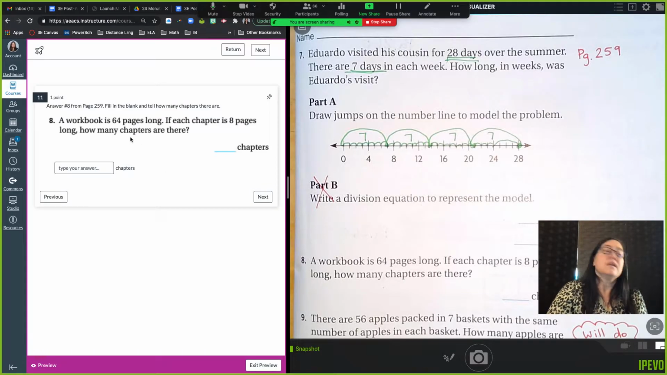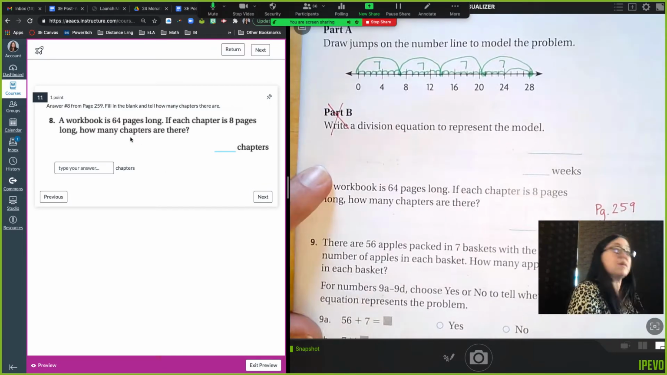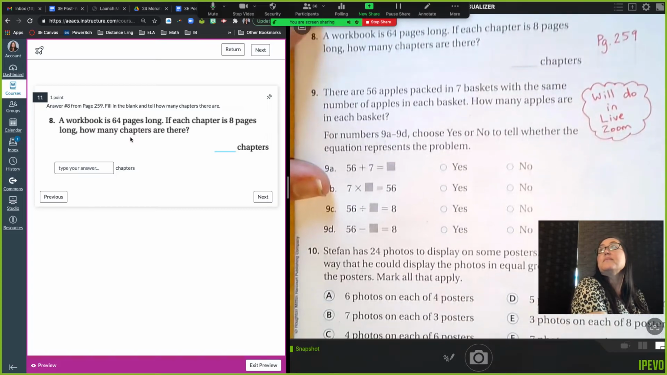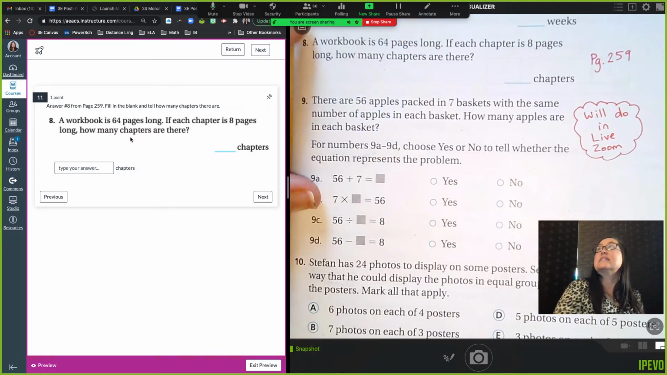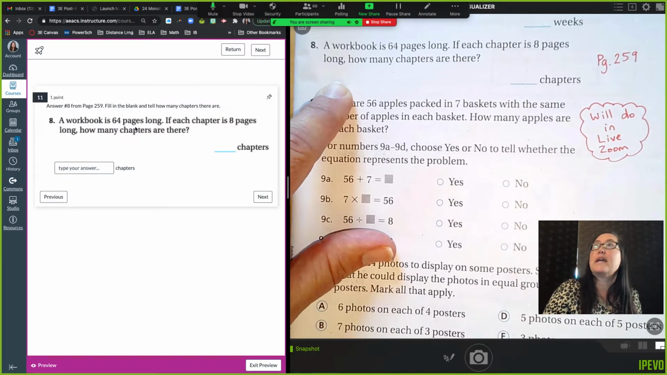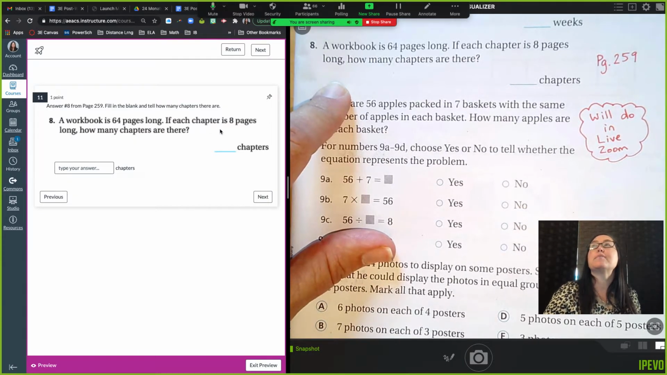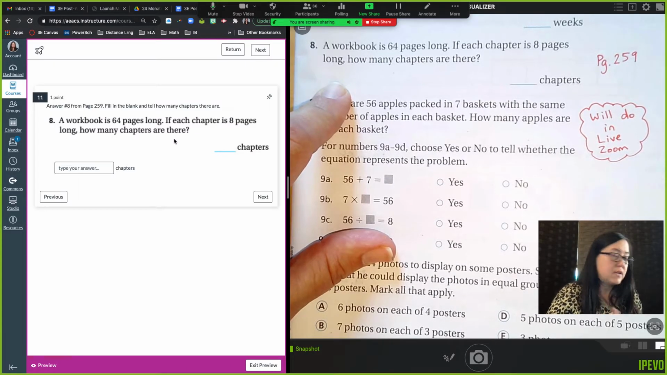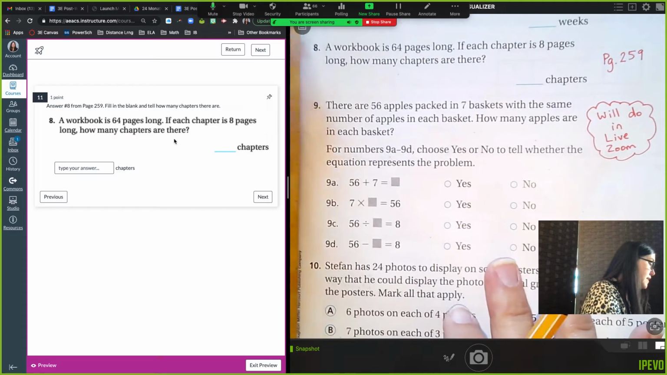All right. Now we are on number 8. We're skipping the part B in your book, and we're going to go into number 8. It's on page 259. A workbook is 64 pages long. If each chapter is 8 pages long, how many chapters are there? So you could solve this any way you like.